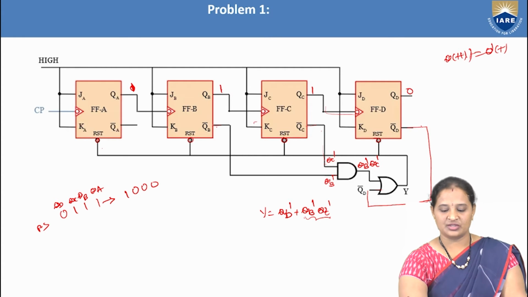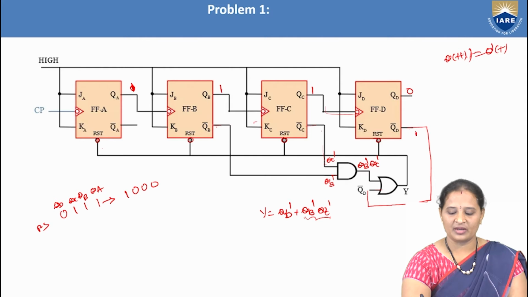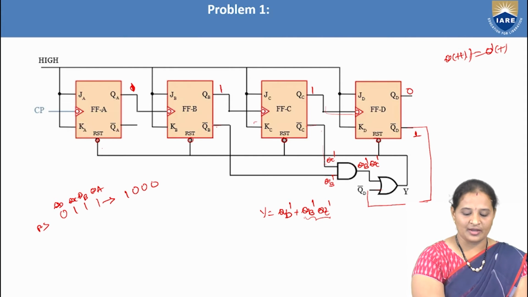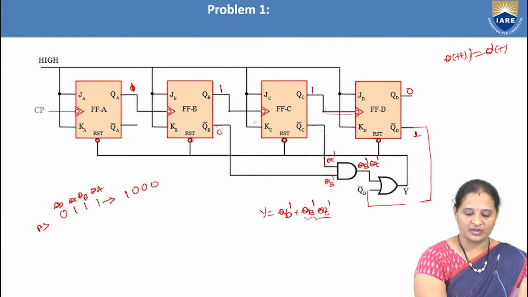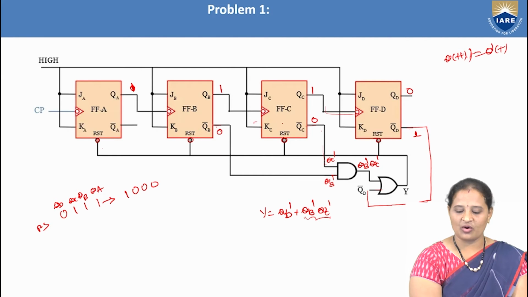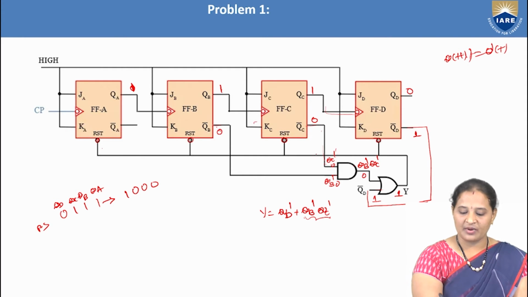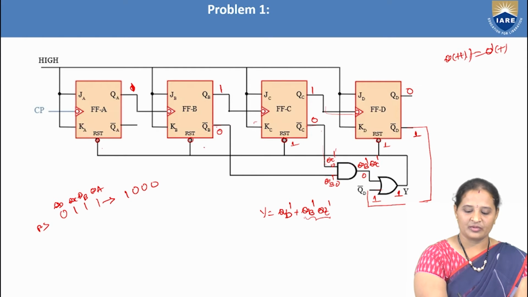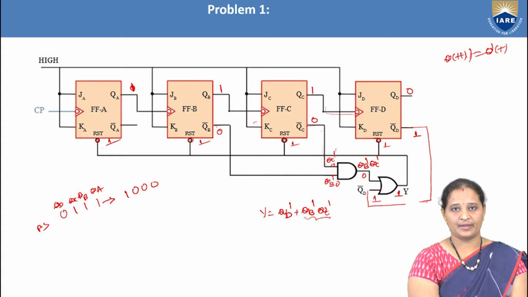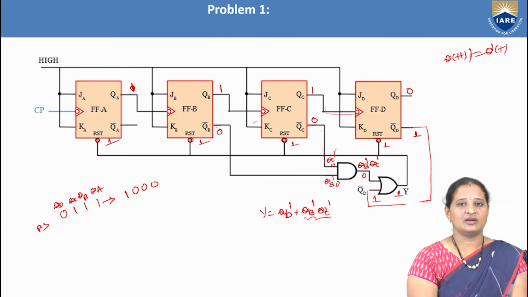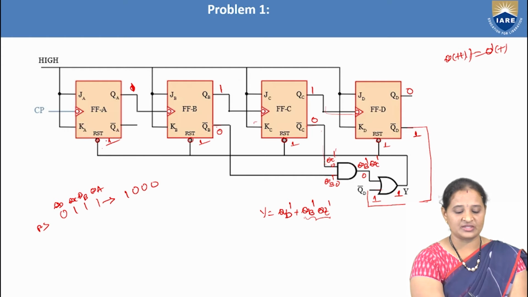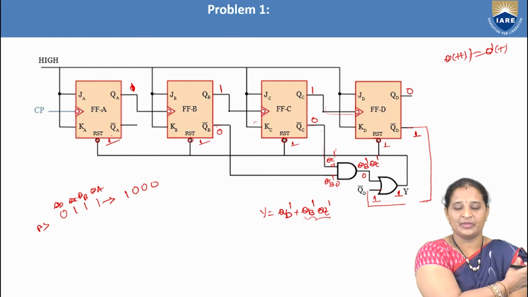So if it is 0, then what about QD complement? It becomes 1. And if QB is 1, what about QB complement? 0. And QC complement is also 0. 0 into 0 is 0, whereas this one is 1. So 1 is applied here. That means the reset input is 1, which means it will not be resetting the flip-flops. Only if it is 0 will all the flip-flops be reset.